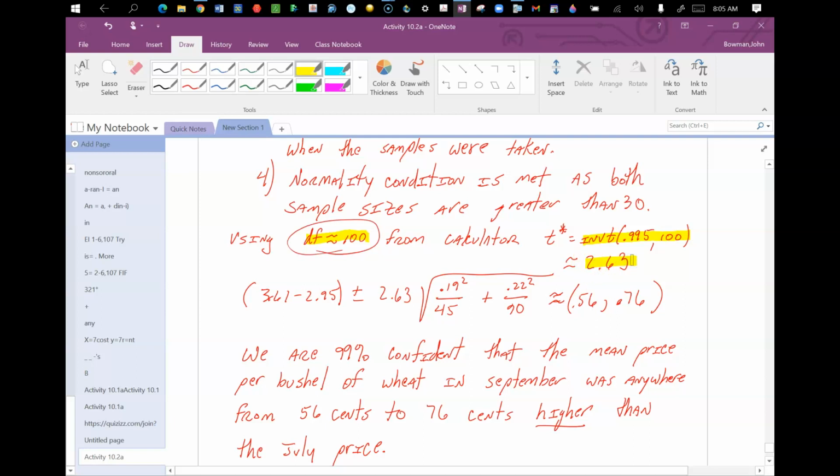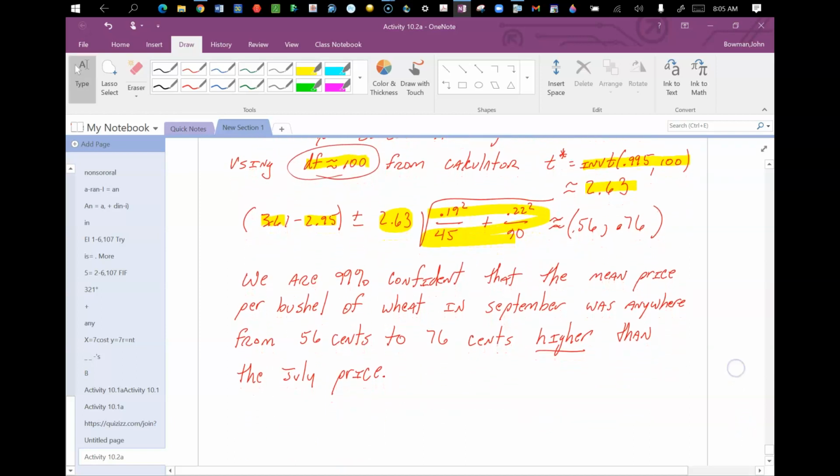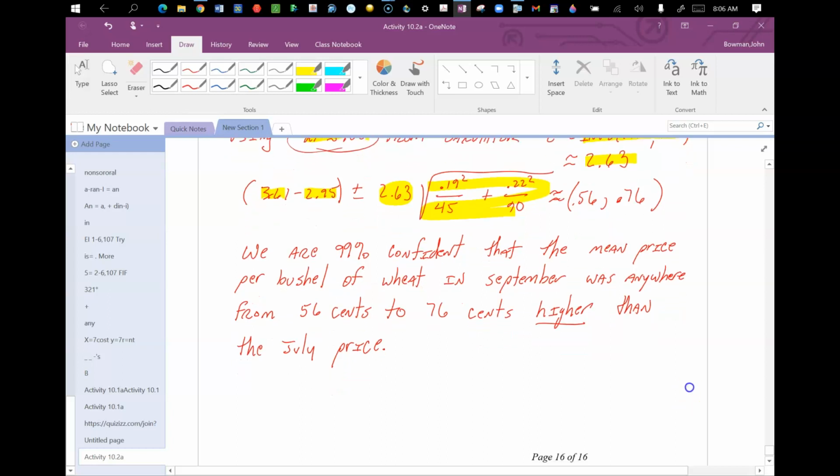You have to show your work. So this 2.63 has to go down here, write down first mean minus the second mean plus or minus the critical value times the standard error, and then write your confidence interval, and then interpret your confidence interval in context. So the interpretation is we are 99% confident that the mean price per bushel of wheat in September was anywhere from 56 cents to 76 cents higher than the mean July price.